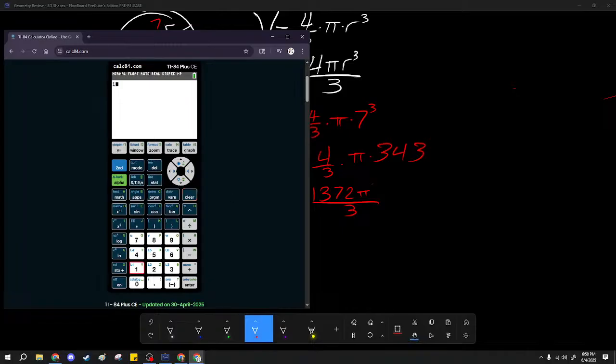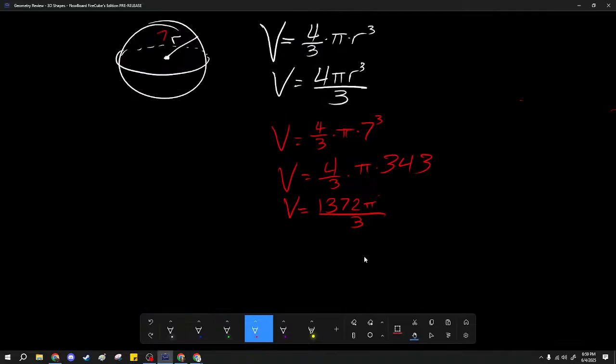So 1372 pi. I'm going to do something I should have done at the beginning, which is put in parentheses. 1372 pi divided by 3. Enter. My answer for the volume of this sphere is 1436.755.